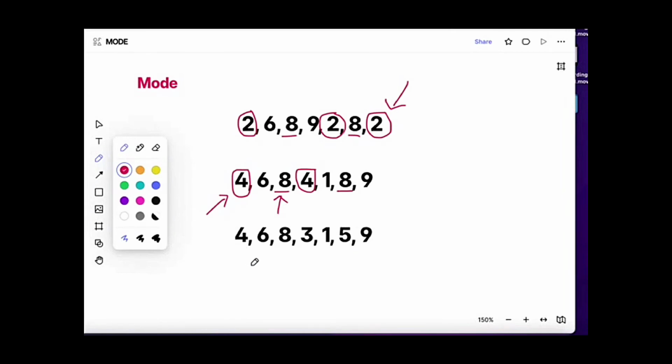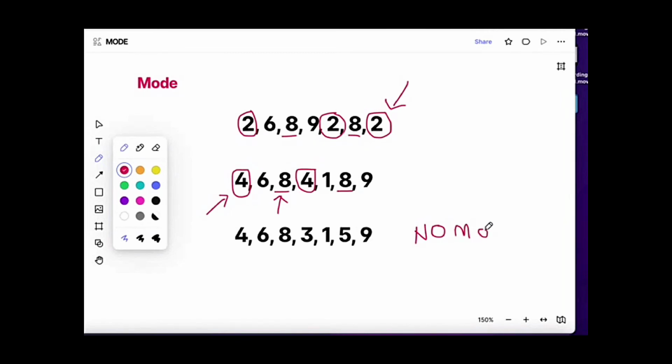Okay, and our last data set is right here. And once again, we've got to look at what is the mode. Well, what is the number that appears the most? But when we look at our data set, we notice that there aren't any numbers that appear the most. There's no numbers that appear multiple times. So what does that mean? That means that there is no mode. No mode. Okay, so we can actually have a data set that doesn't have a mode.